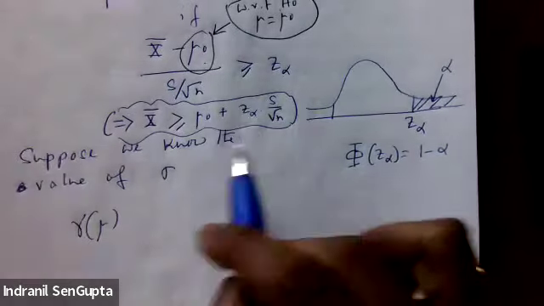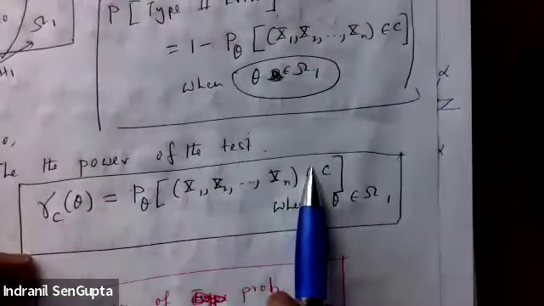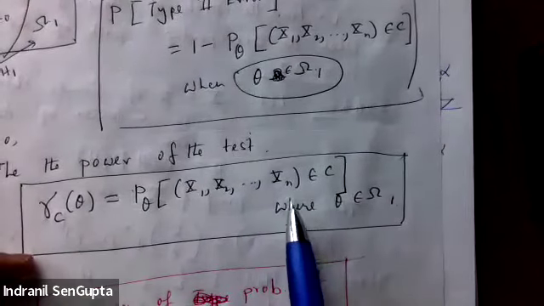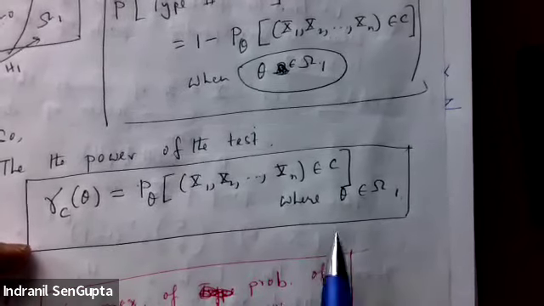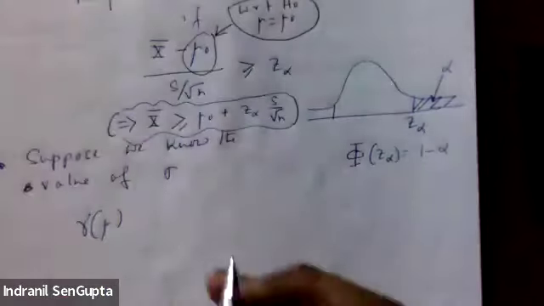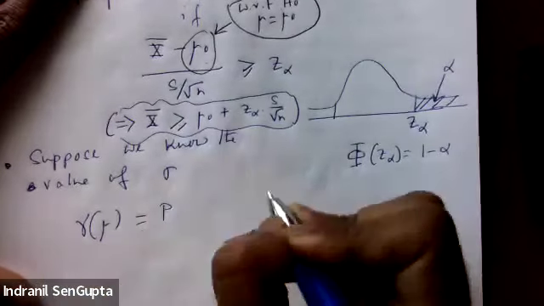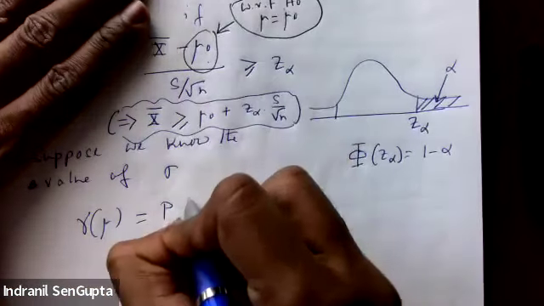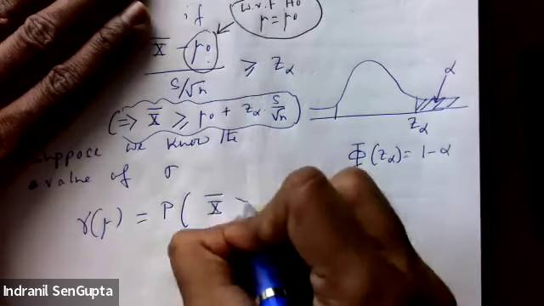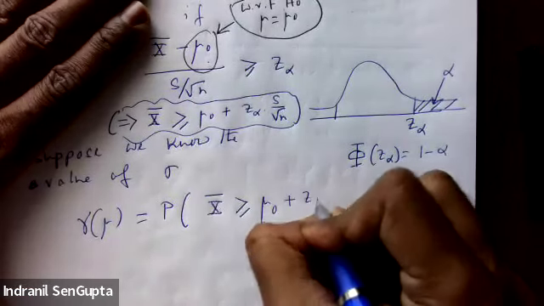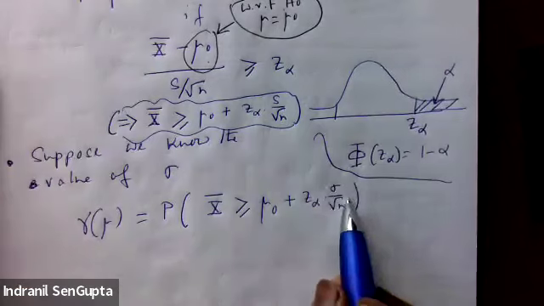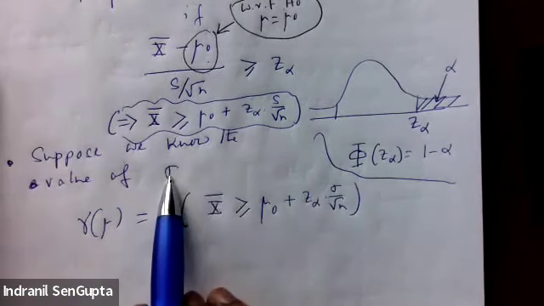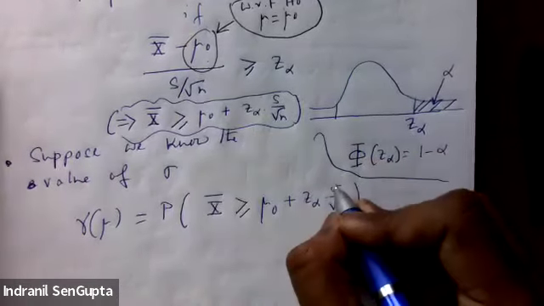So that means this is a critical region, and I want this critical region to be true under the alternate hypothesis. And what is the alternate hypothesis? The value of mu is not mu zero. So now this is going to be the probability of x bar being bigger than mu zero plus z alpha sigma over square root of n. I wrote sigma because in our case we know sigma. So we replaced s by sigma.